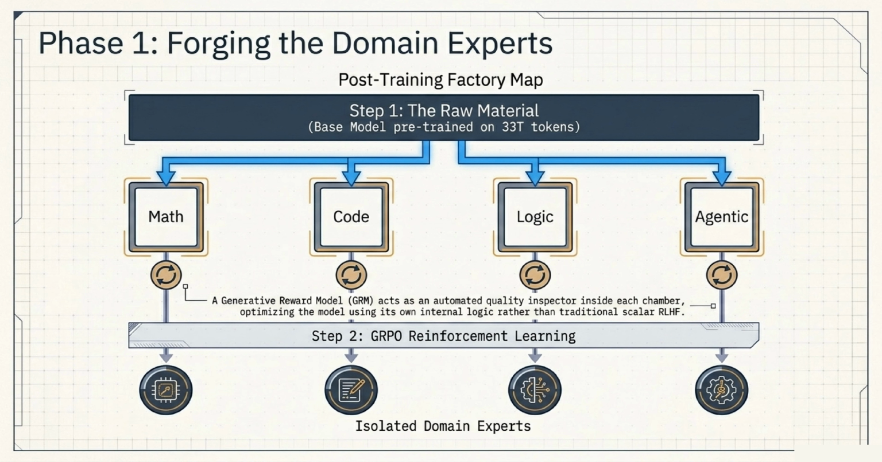Our training pipeline happens in two phases. Phase 1 focuses on forging the domain experts. Starting with a base model pre-trained on 33 trillion tokens, we isolate specific domains like math, code, logic, and agentic tasks. We optimize these using group relative policy optimization, guided by a generative reward model that acts as an automated quality inspector inside each domain.